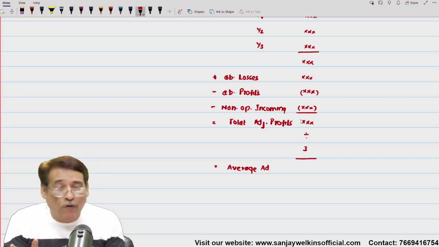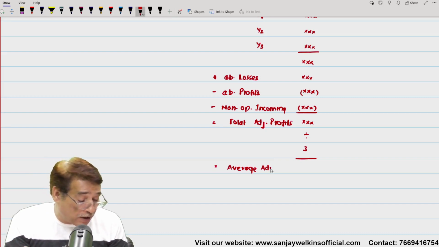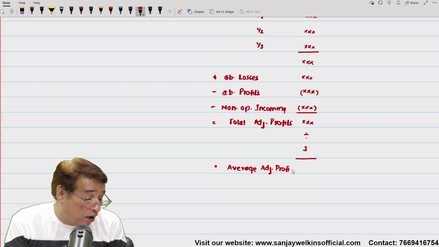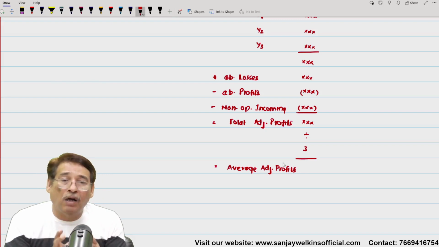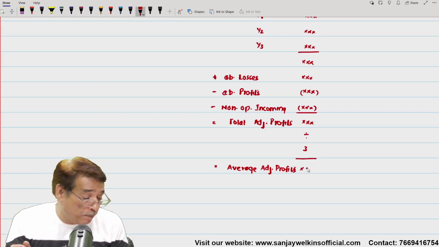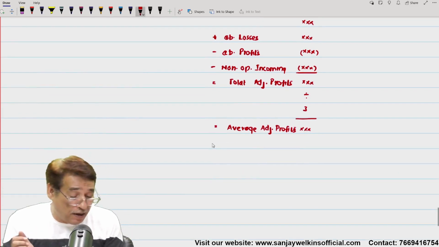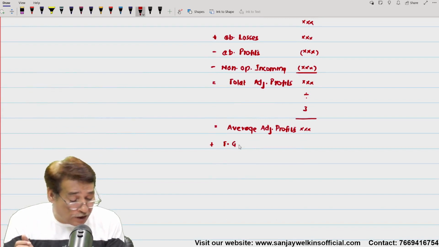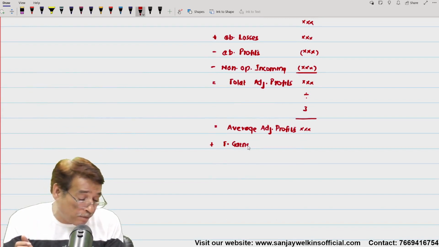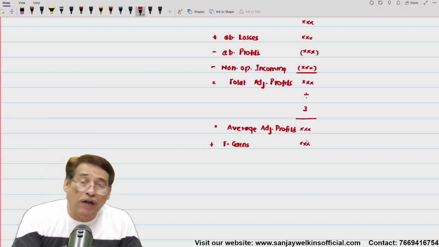You can see we have already eliminated the abnormal things. So that is why average adjusted profit simply reflects how much profit our entity earned per year in the past under normal circumstances. After computing the average adjusted profit, sometimes I may have to add future gains. Suppose some possible gains are there in future, then we will have to add them.